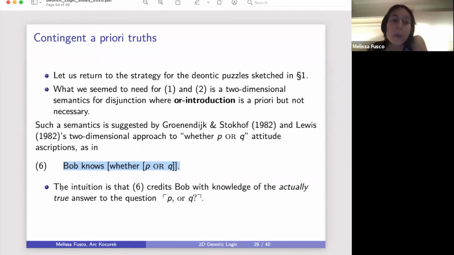And notice that a sentence like 6 credits Bob with knowledge of the actually true answer to the disjunctive question, P or Q. So this does not credit Bob with knowledge of the Boolean join of P and Q. It credits Bob with knowledge of something more specific, either P or Q. Which one? Depends on how the actual world is. So that's the intuition. Groenendijk and Stokhof treat whether P or Q complements to attitude verbs compositionally, as does Lewis, but not in quite the same way that I will.